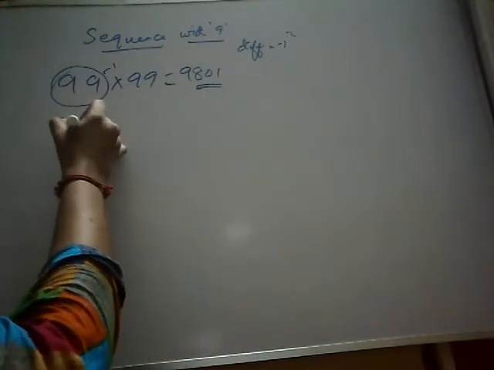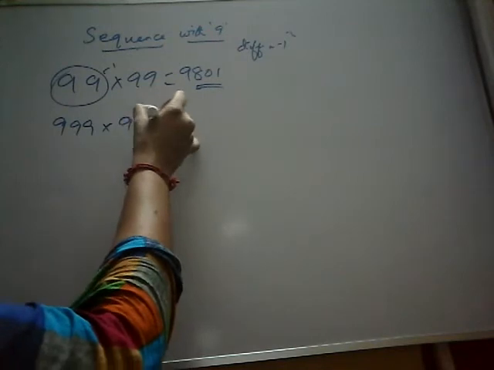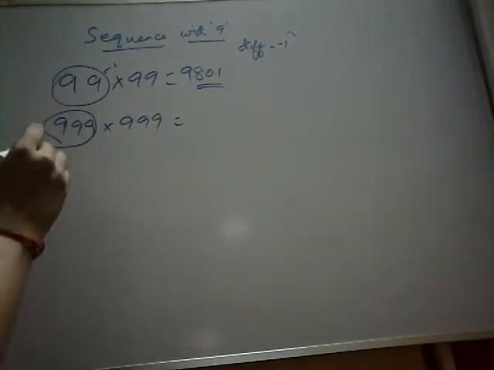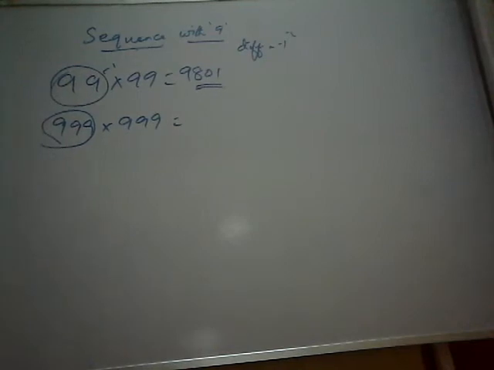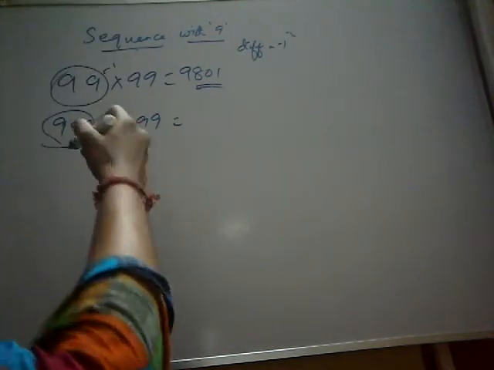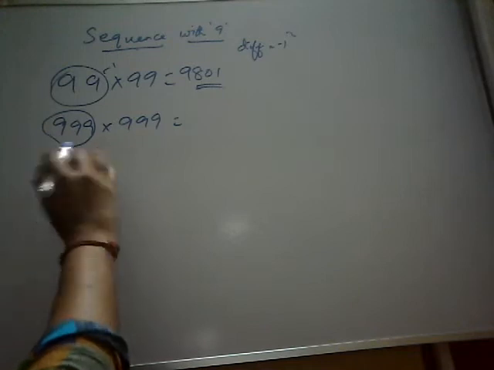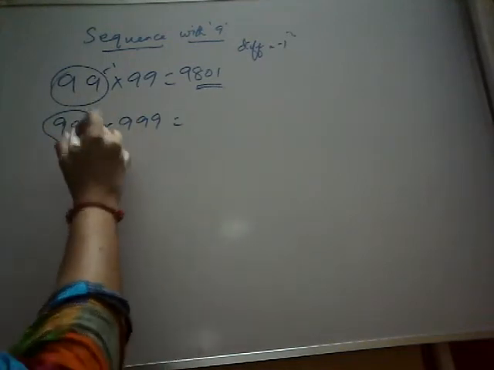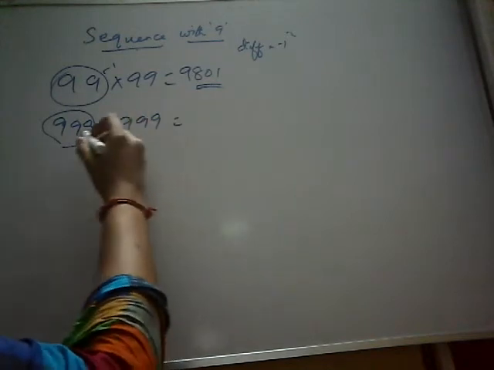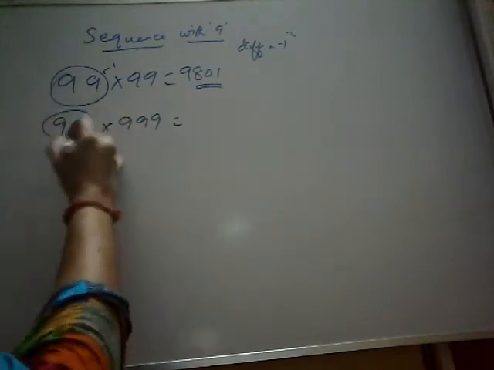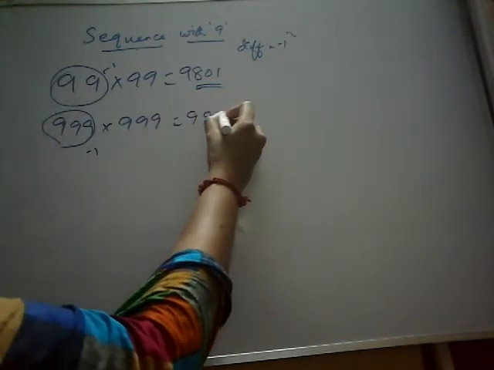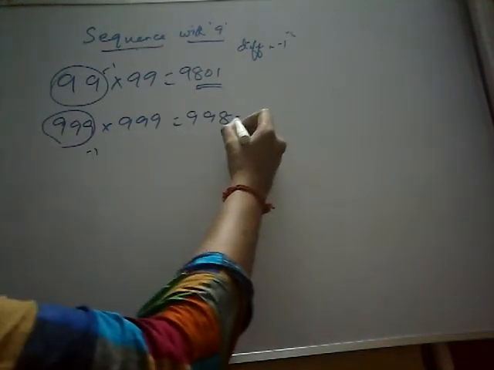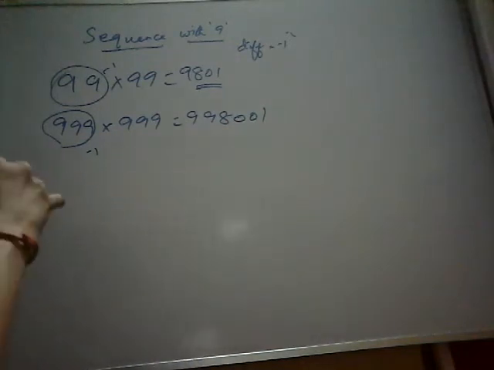Same way you do it for 999 into another 999. 3-digit 9 with another 3-digit 9. 3-digit 9 means subtract from thousands. How much is the difference from 1000? It is 1. So first subtract 1 here: 999 minus 1 is 998. And then squaring this 1, you will get 001.